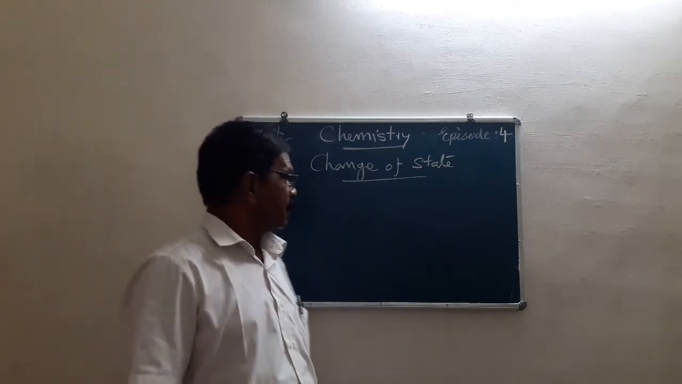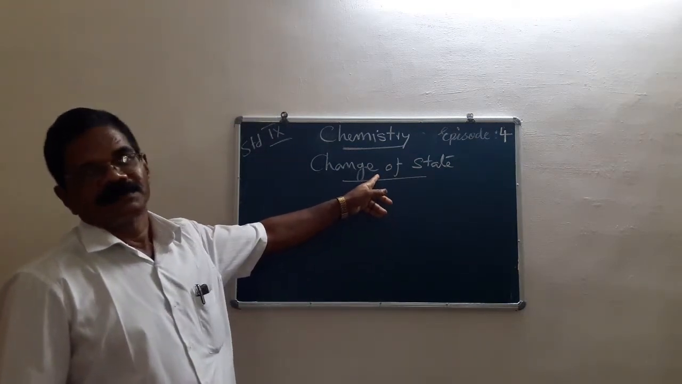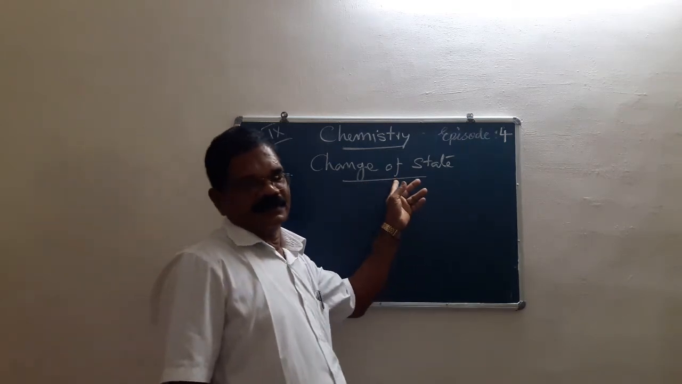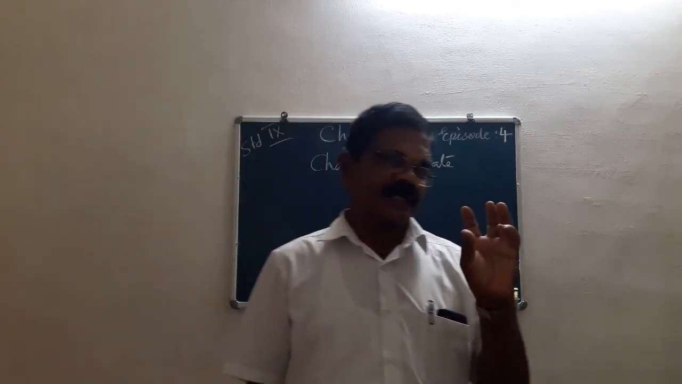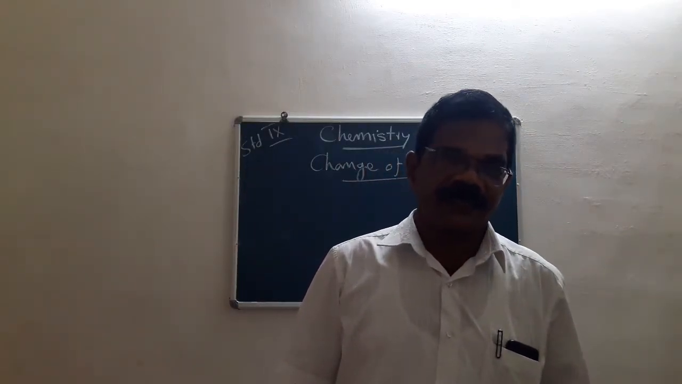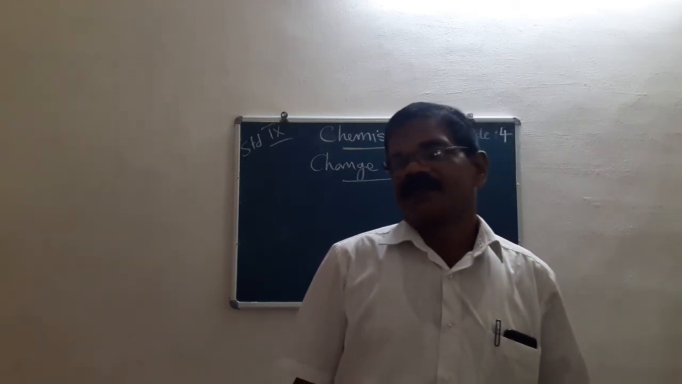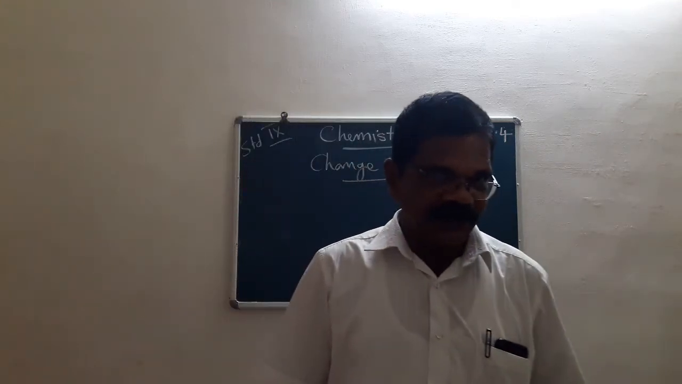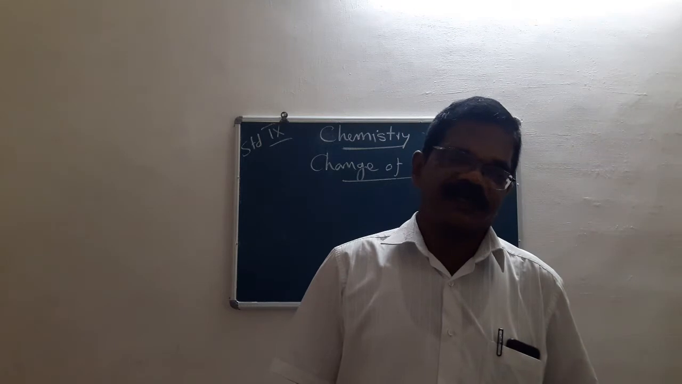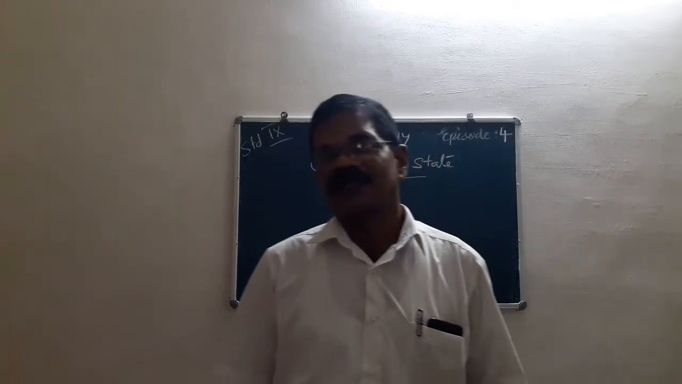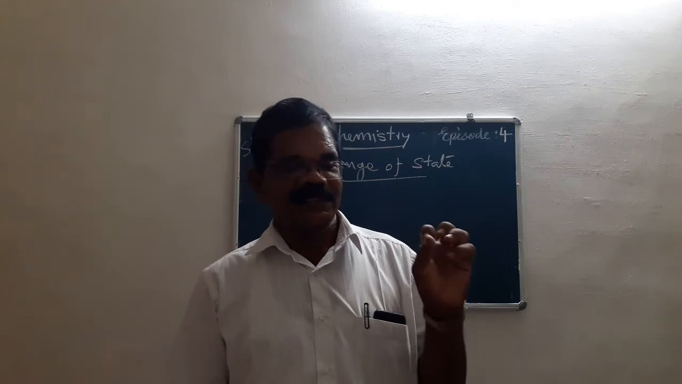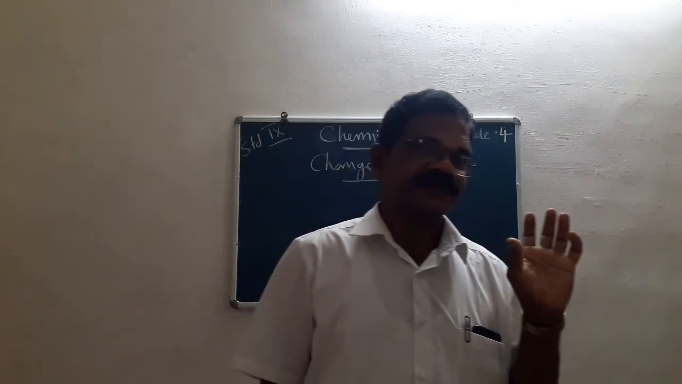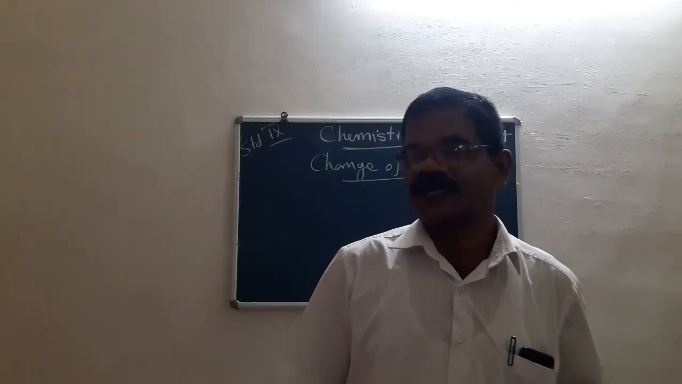Today we are going to study about the change of state. During the last episode, you have seen an activity. In one beaker there is ice, in the second beaker water, and in the third, a steel vessel, you have seen the vaporization of water. Water can exist in three forms: solid, liquid, and steam. The gaseous state of water is known as steam.